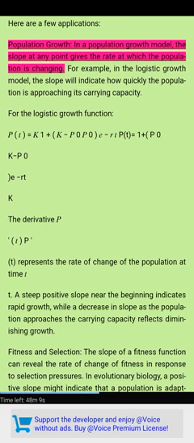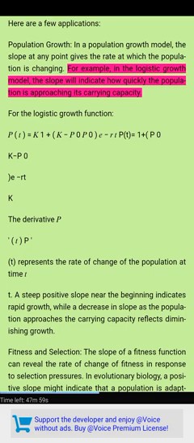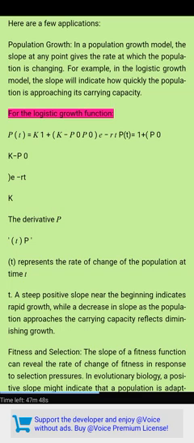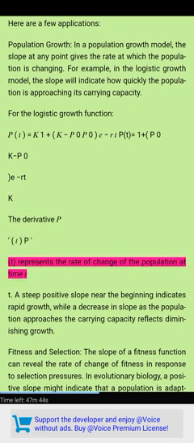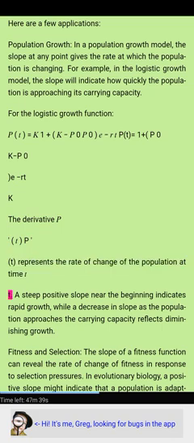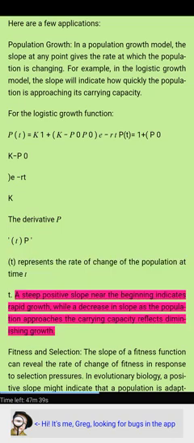Population growth. In a population growth model, the slope at any point gives the rate at which the population is changing. For example, in the logistic growth model, the slope will indicate how quickly the population is approaching its carrying capacity. For the logistic growth function, P(t) equals K over 1 plus ((K minus P0) over P0) times e to the minus rt. The derivative dP/dt represents the rate of change of the population at time t. A steep positive slope near the beginning indicates rapid growth, while a decrease in slope as the population approaches the carrying capacity reflects diminishing growth.